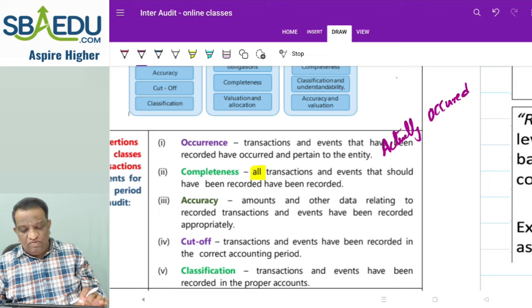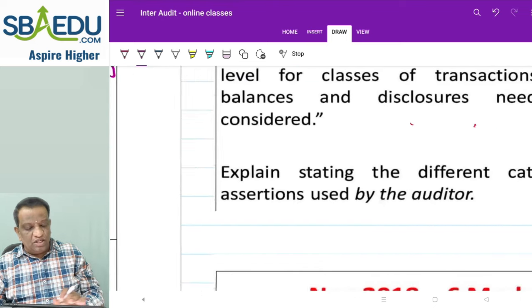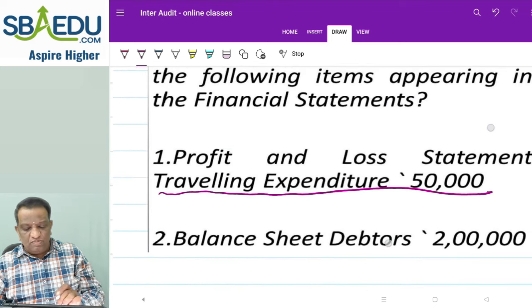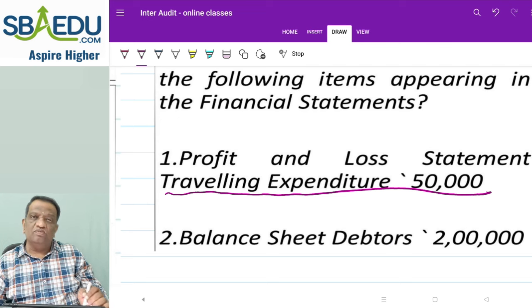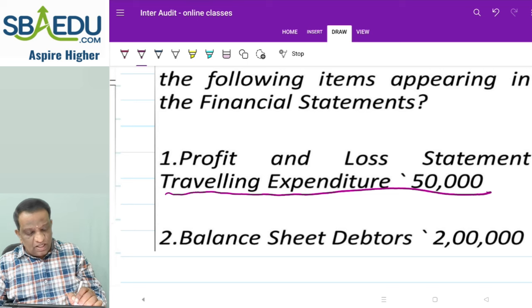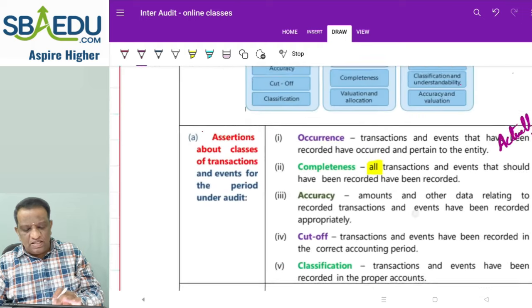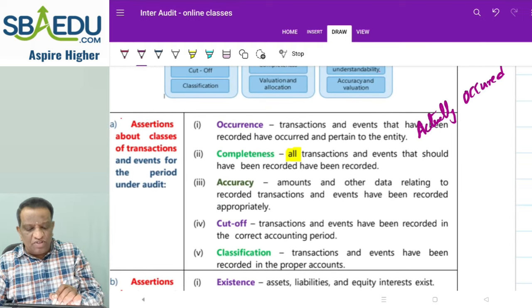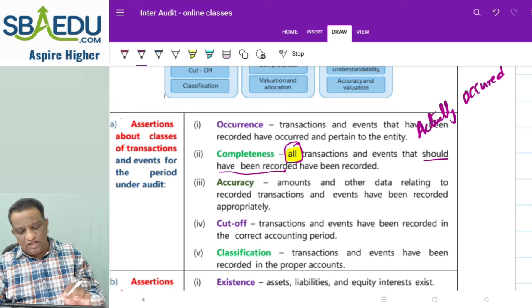Then completeness. When we say completeness, if I take you back to this example, the management is showing in the P&L traveling expenditure of 50,000. Then as an auditor, your immediate doubt is: is this the total expenditure or is there anything yet to be booked? So we put it as, is this transaction complete, or have they recorded all transactions? The word all talks about completeness. Have they recorded all transactions which should have been recorded? If they have missed something, then as an auditor I would be highlighting those points.